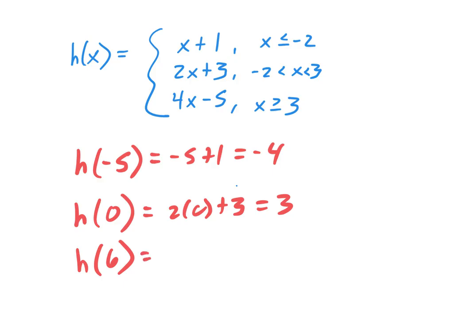And then finally, 6. 6 is greater than or equal to 3, so we're going to use this function here, and we're just going to do 4 times 6 minus 5. And that would be 19. Okay. And I could do a ton of them if I needed to, but we're just evaluating for some different values. Okay, so that part is not too bad. Now the graphing of it is going to be a little bit different.